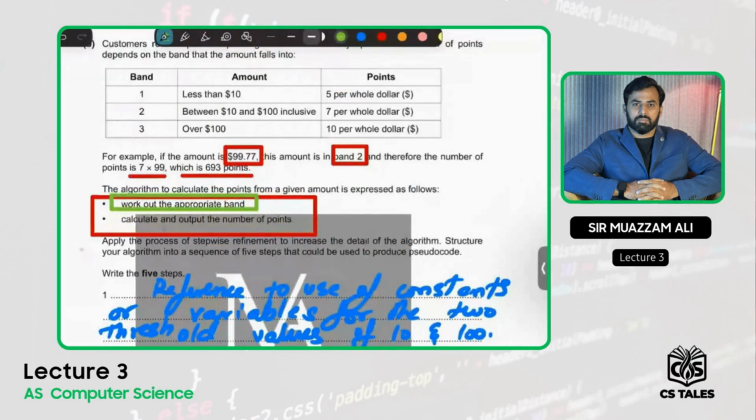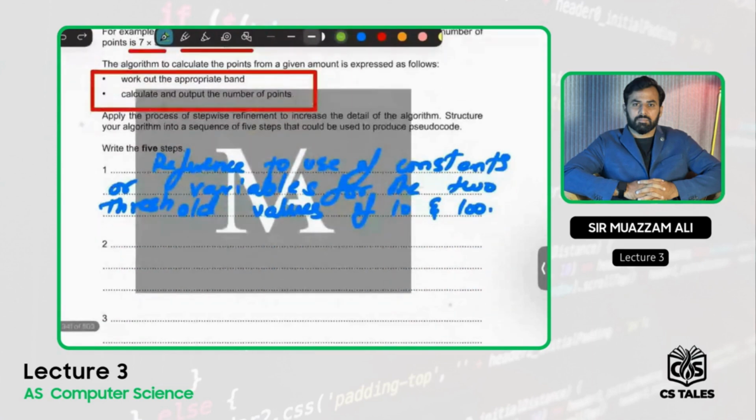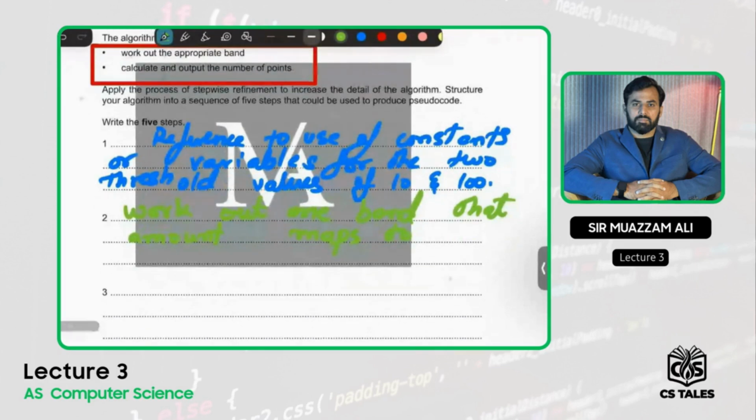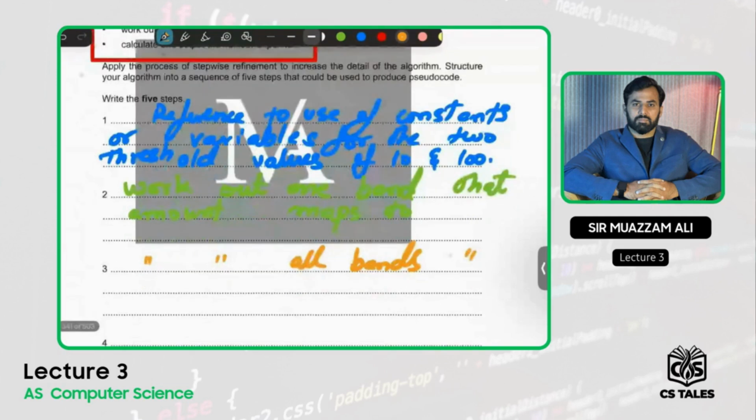So for one band you must know about that, so let's suppose you can say work out one band that amount maps to. After that, there are multiple points he's asking about. So you can say work out all the bands that amount maps to. Work out all bands, so not just a single band. All bands that the amount maps to.